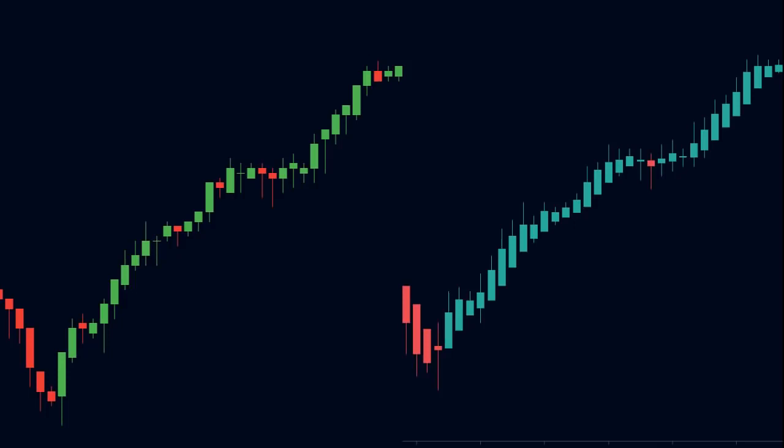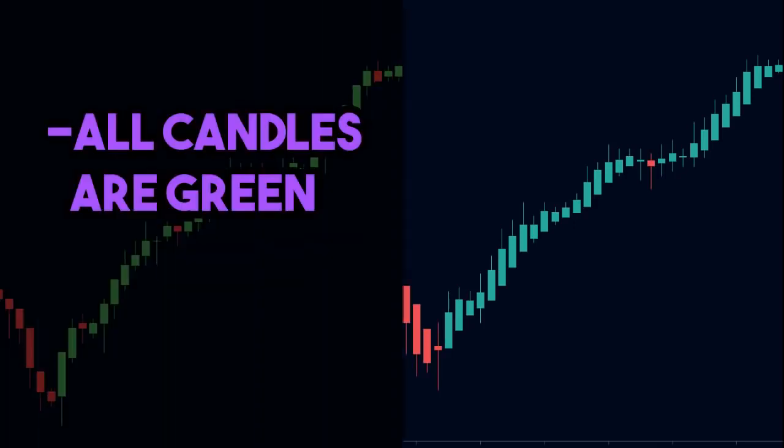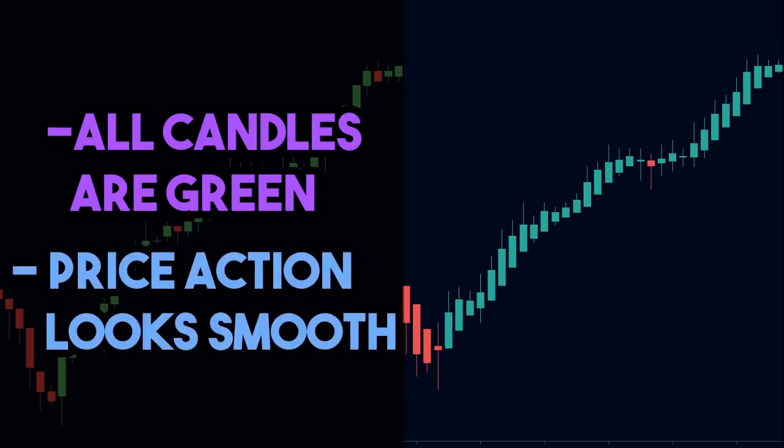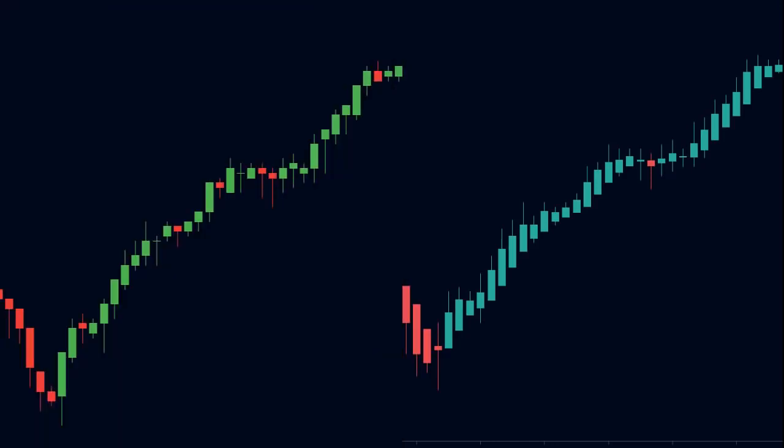This is where Heikin Ashi comes into the picture. As you can see, Heikin Ashi candles show the clear up move with almost all candles being green. The price action also looks a lot smoother than the regular candlesticks. This continuity of smooth price action can make life a lot easier for a new trader. This is why we want to study Heikin Ashi candles.